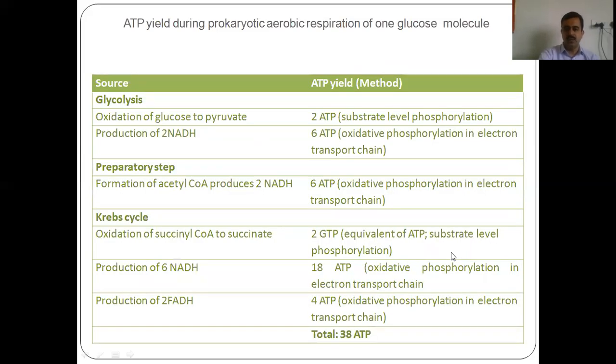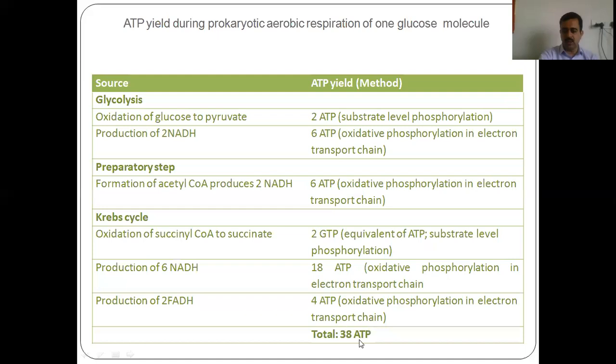Now the total yield. Oxidation of glucose to pyruvate gives 2 ATP by substrate level phosphorylation. Production of 2 NADH gives 6 ATP molecules. In the preparatory phase, formation of acetyl coenzyme A produces 2 NADH, giving 6 ATP molecules. The Krebs cycle gives 2 GTP molecules, equivalent to ATP. Production of 6 NADH gives 18 ATPs. Production of 2 FADH2 gives 4 ATP.